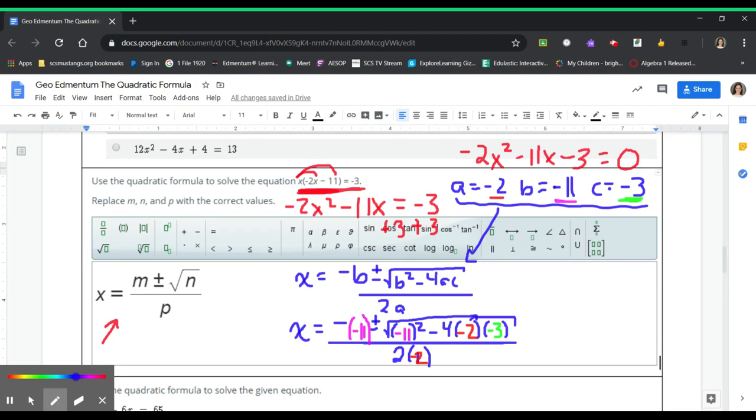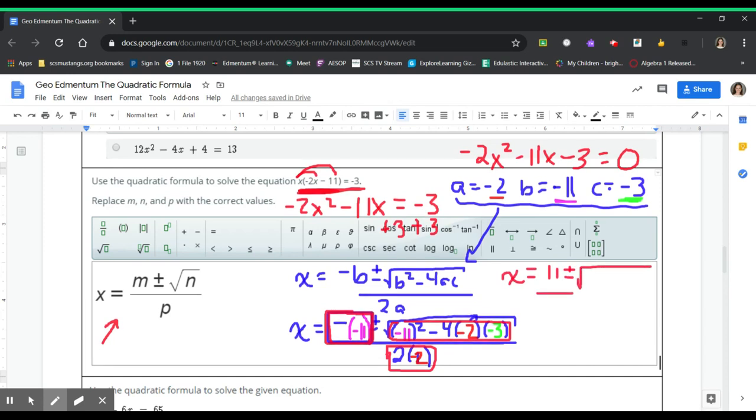Whenever I'm looking at simplifying, I break it into the part that's on the outside here. Let me see if I can make it a bigger different color. I break it into the part that's outside here on top. I break it into what's on the inside here. And then I break it down into the denominator here. So if I start simplifying these, the opposite of a negative 11 is a positive 11. So I've got 11 plus or minus the square root of, and then the bottom is going to be 2 times a negative 2, or a negative 4.